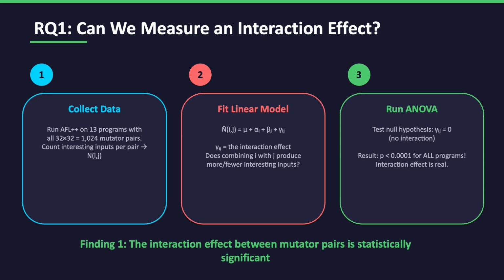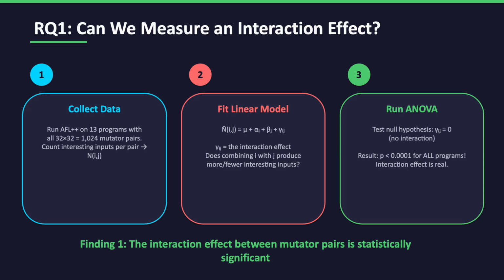Beta j captures the effect of mutator j being second, regardless of what came first. And gamma ij is the interaction term. It captures the extra effect of combining i with j specifically. If gamma is 0 for all pairs, there is no interaction effect.